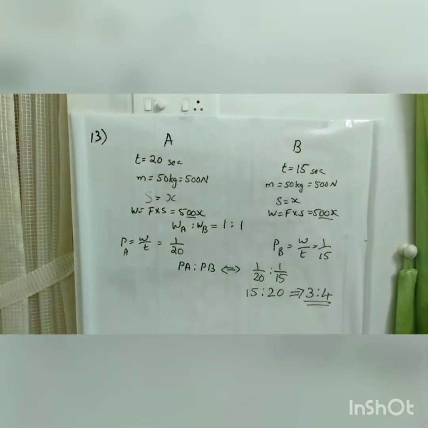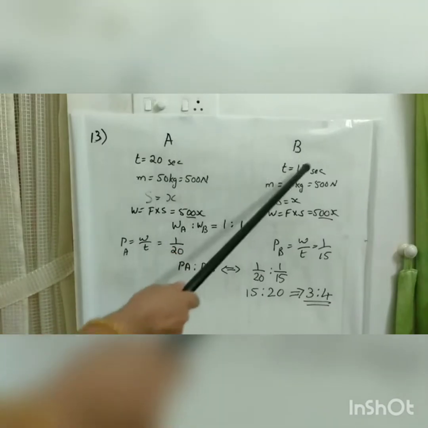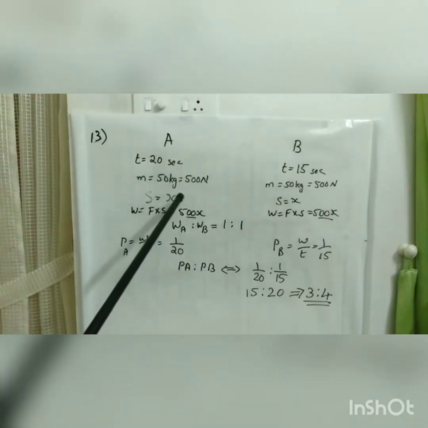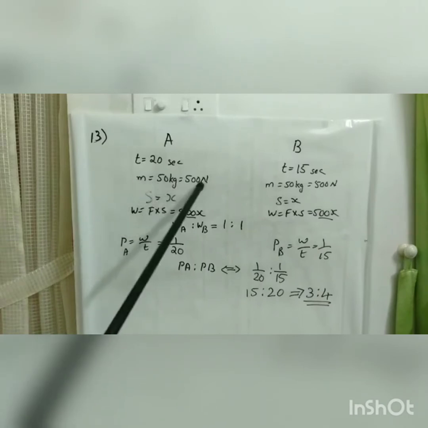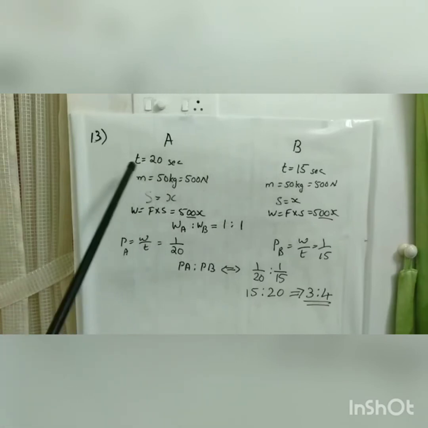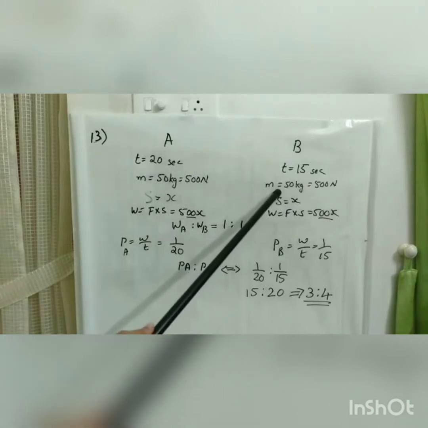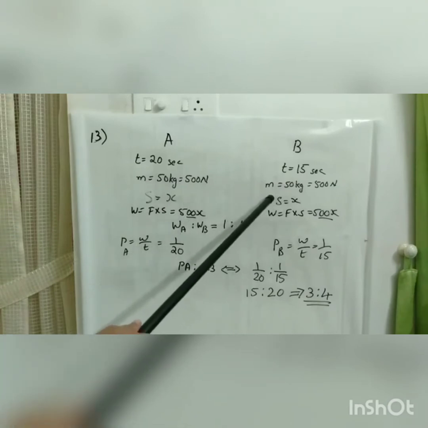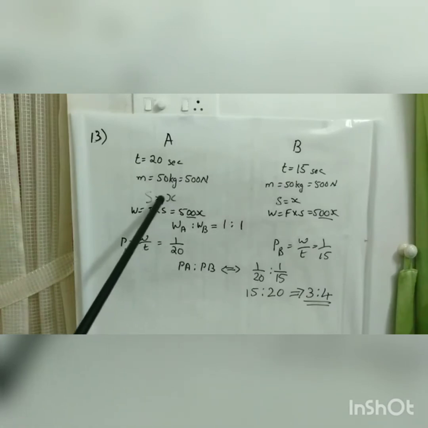Compare their work done and power developed. So we are considering the case of person A, first person, and second person. Both are supposed to do the same work because they both are having the same mass, 50 kg, that is 500 Newton. So person A is 50 kg, person B is also 50 kg. Person A climbs up the stair, person B also climbs up the stair. That is, they move through the same distance.